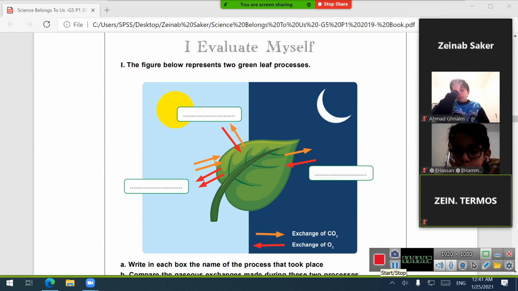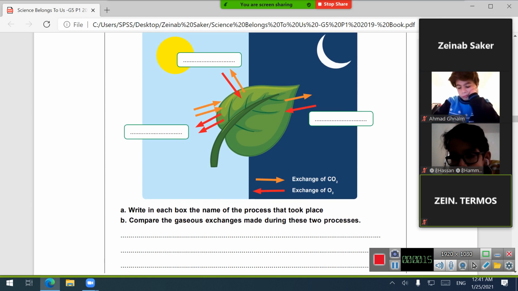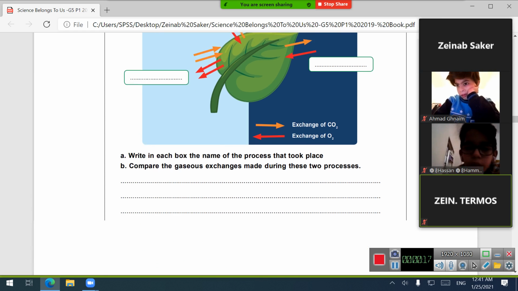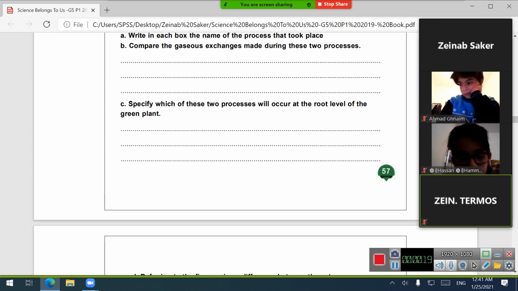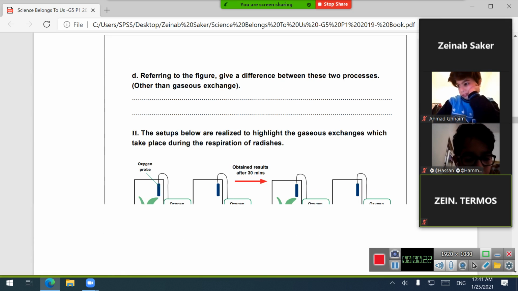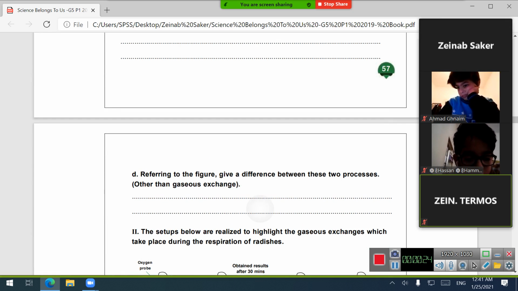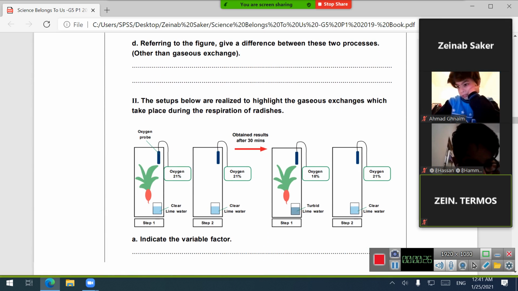Good morning again. In this session, we are going to continue evaluating or checking our understanding about the two processes done by green plants, photosynthesis and respiration. In the previous session, we have solved parts A, B, C. In this session, we are going to move into page 58 and start reading part D. Please look at part D carefully.